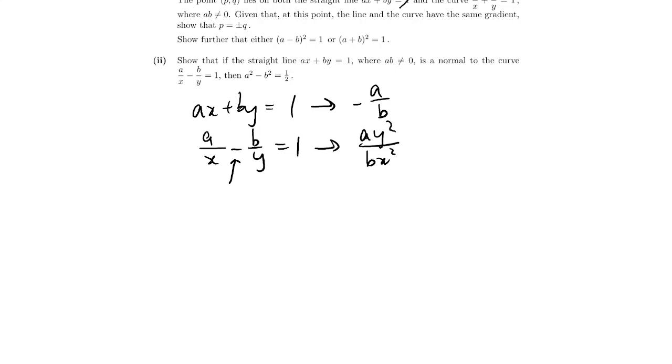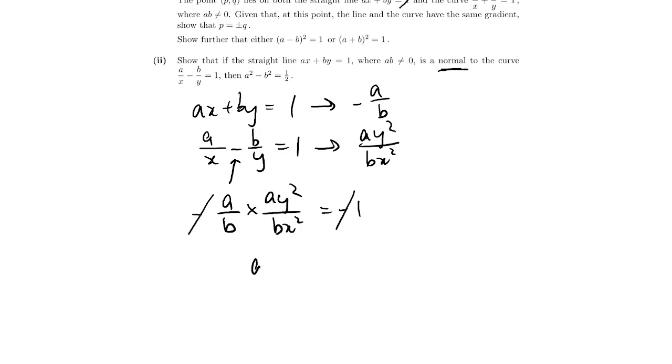So this time it is a normal. In part 1 it was a tangent. It has the same gradient, I guess, but this time it's a normal. So we have to use the properties of gradients of normals. These two would multiply to give -1. That's the gradients of normals. So the negatives go away.